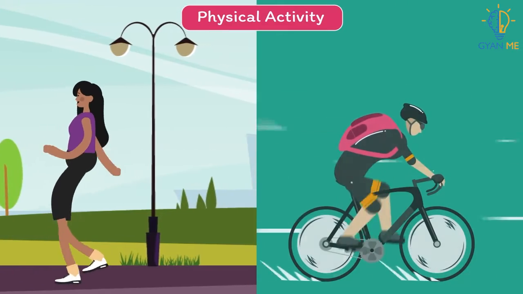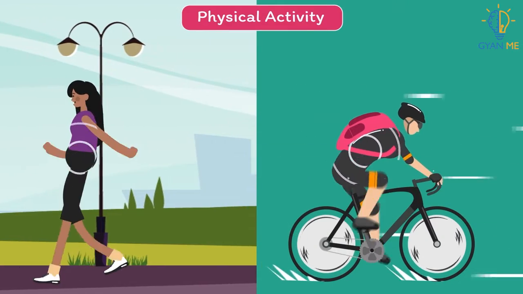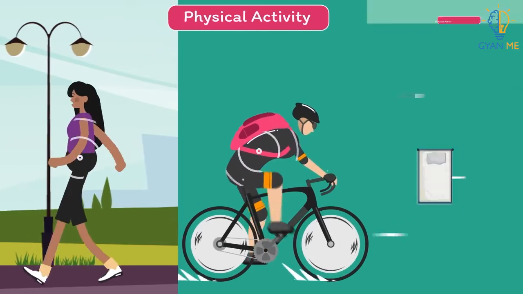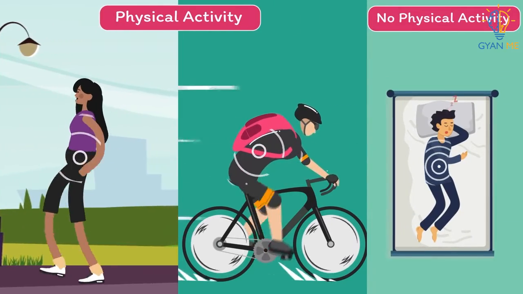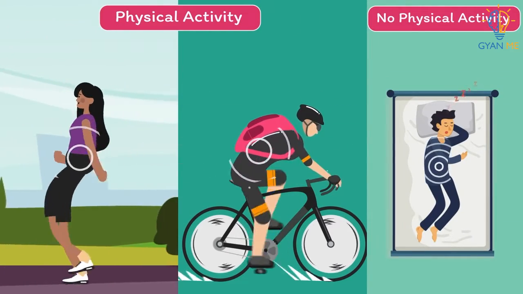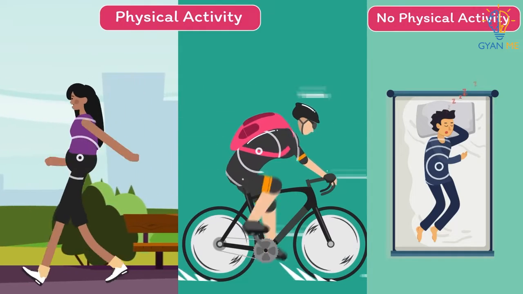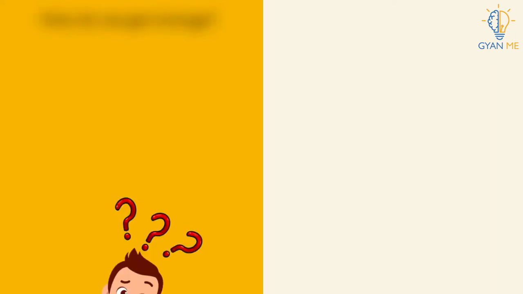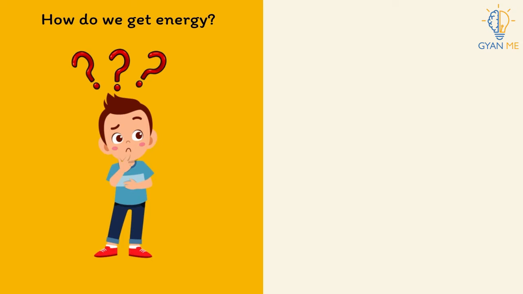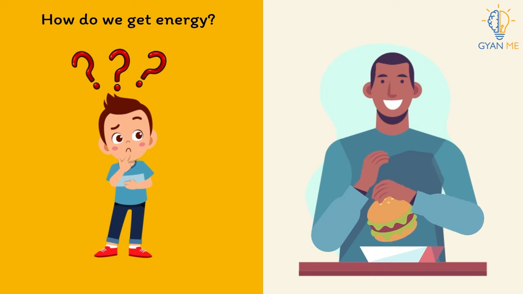Students, you know that whenever we do any activity like walking or riding a bicycle, we consume some energy. But what if we do not perform any apparent activity? Energy is still needed to maintain an orderly state of our body. Do you know, students, how do we get this energy? We get energy from the food we eat.